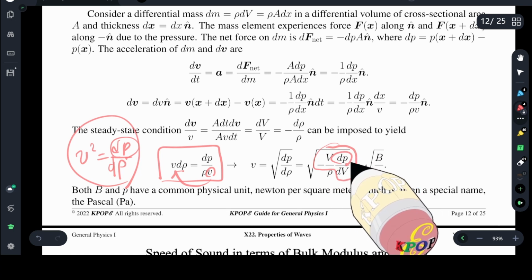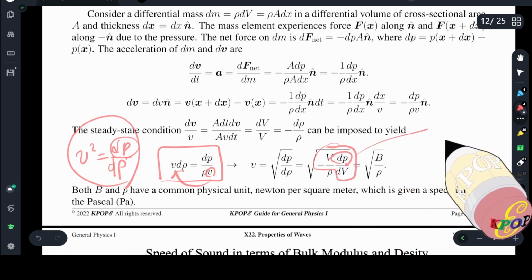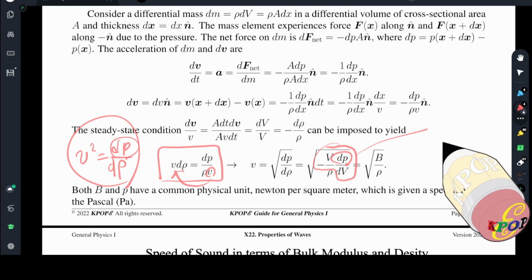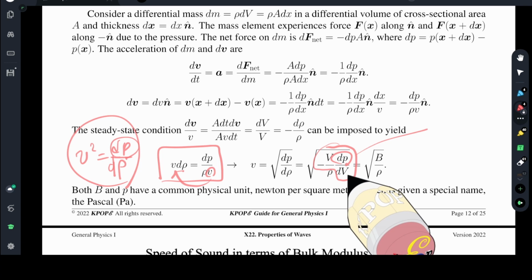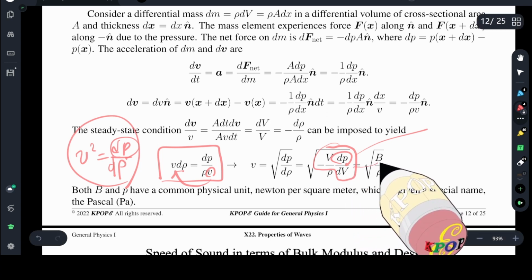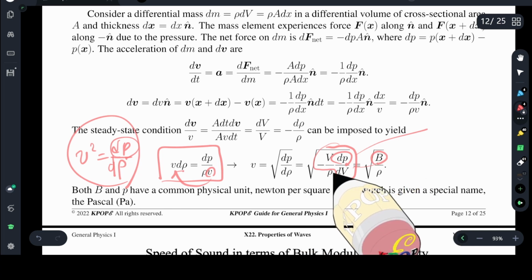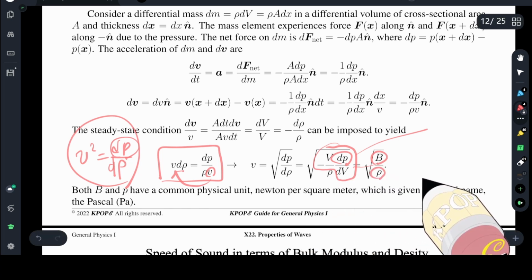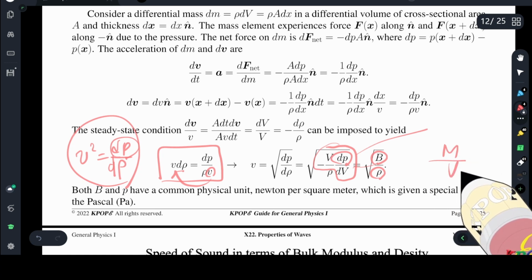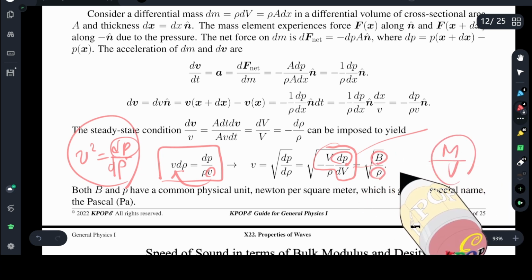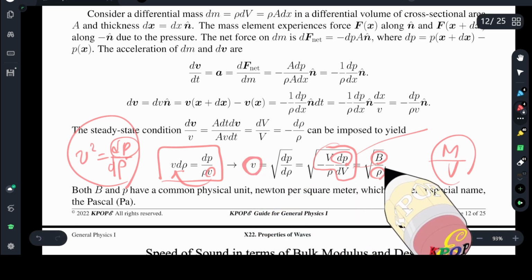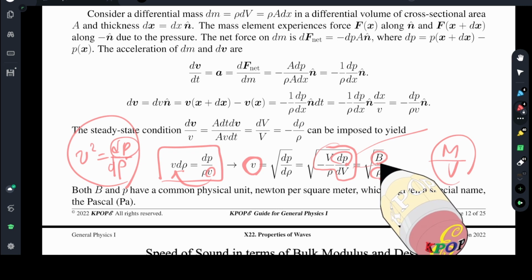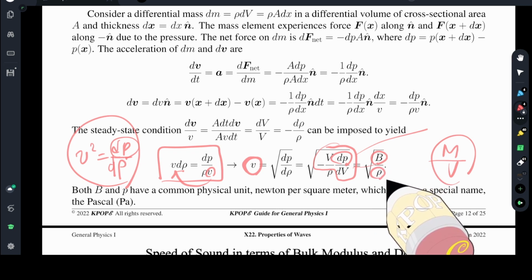This ratio is the stress to strain ratio: compression stress divided by compression strain. That is what? That is the bulk modulus. And density is the volume mass density, so mass per volume. So everything is done. The speed of sound is the square root of bulk modulus divided by density.